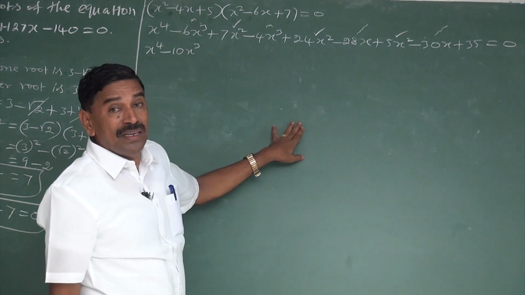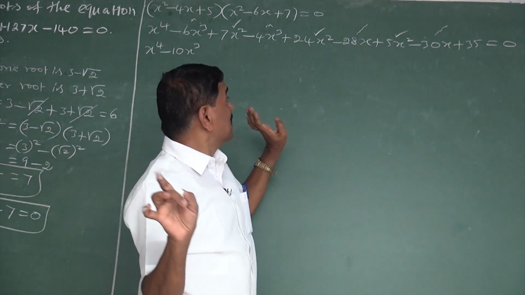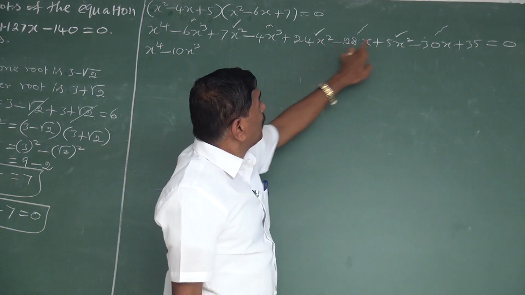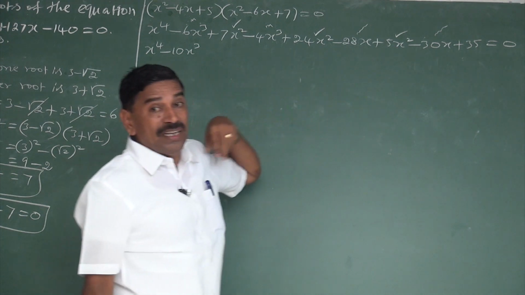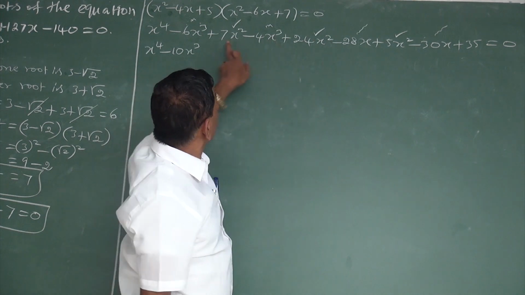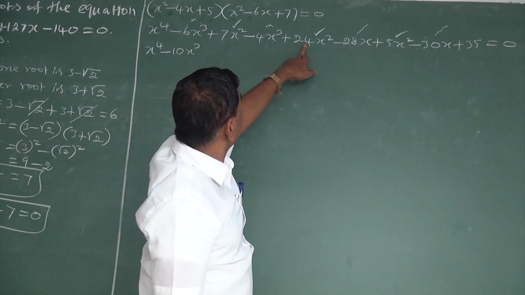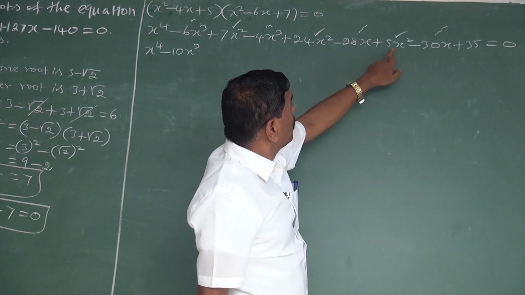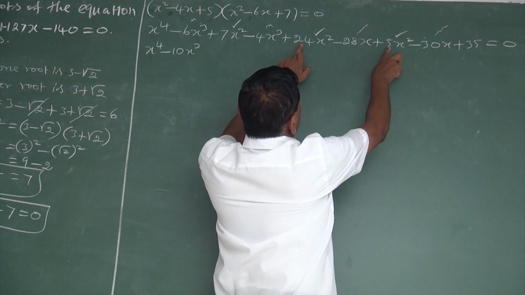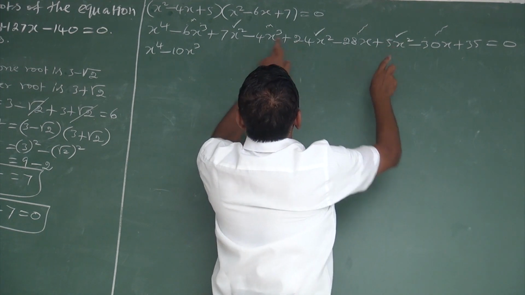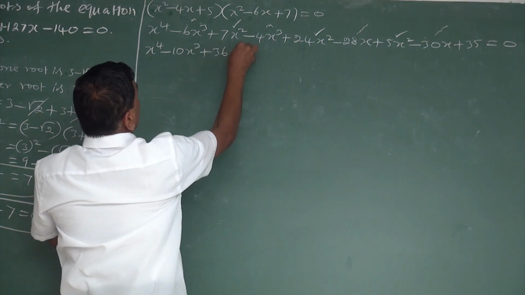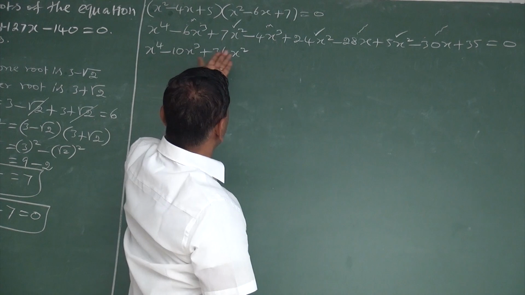Next, come to x square. How many places is x square? 3 places. Here plus 7x square plus 24x square plus 5x square. What is the total? Can you tell me the total? Yes, very good. The total here is 7 plus 24 is equal to 31. 31 plus 5 is equal to 36. Otherwise, you can add like this also: 24 plus 5 is equal to 29, 29 plus 7 is equal to 36. So plus 36x square. Here all the x square terms are positive, so it is plus.